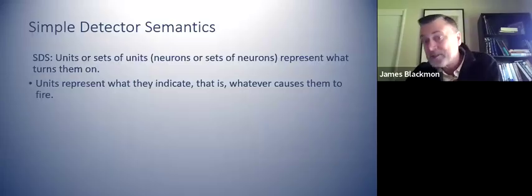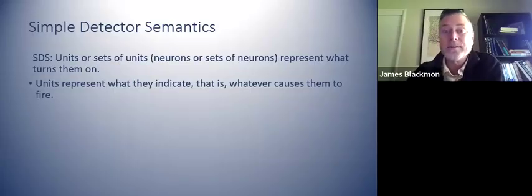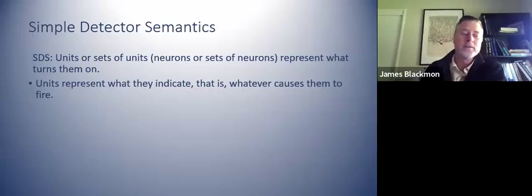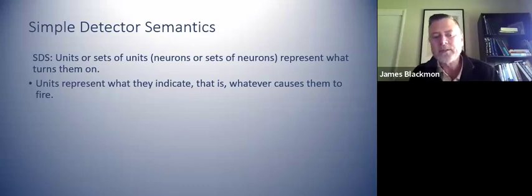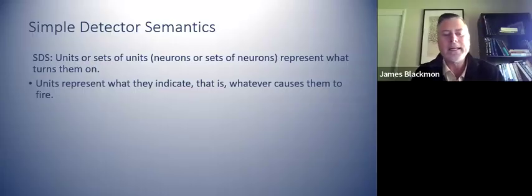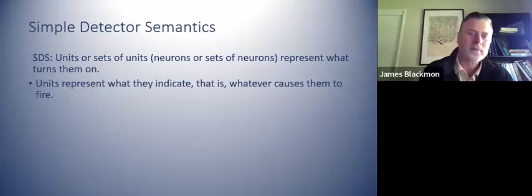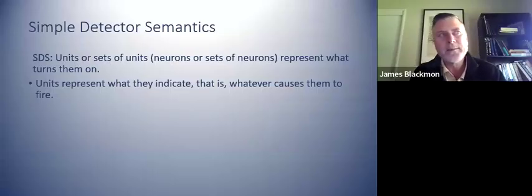And the naturally occurring answer that faces some challenges and has produced an enormous amount of literature is simple detector semantics, or what Harnish calls simple detector semantics. There's no better name, I think, because it goes by all kinds of other names. Some people talk about indicator semantics or indicator representation, covariation, causal theories of representation or causal theories of meaning, informational theories of representation.